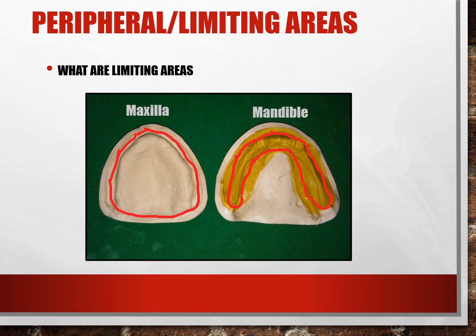So now let us understand what is a peripheral or a limiting area. These are the areas that limit or define the border extensions of a complete denture. We can see a maxillary and a mandibular cast, and we can see here how the peripheries have been marked. These areas are called the peripheral or the limiting areas.